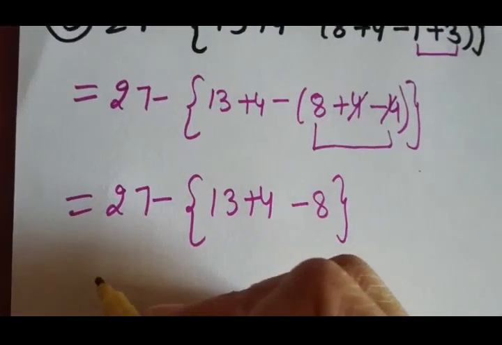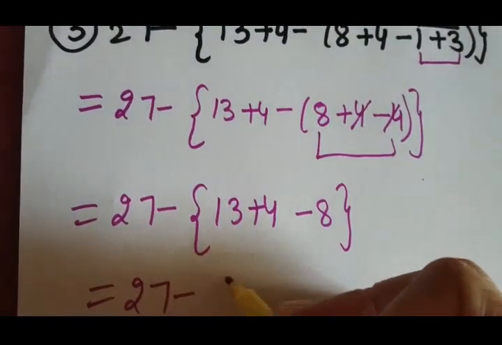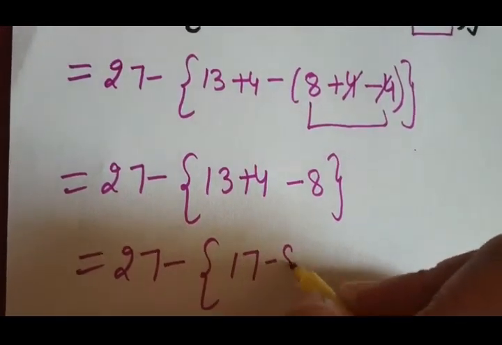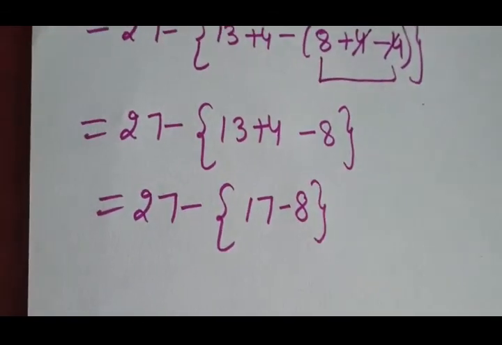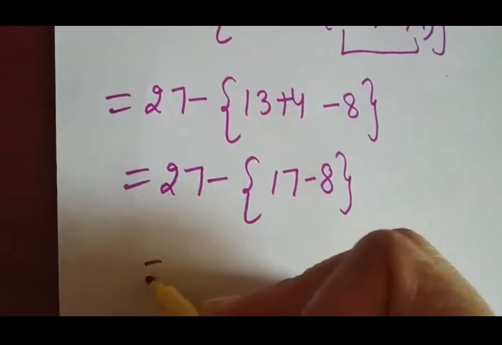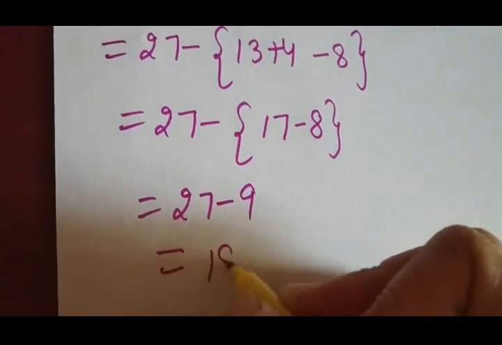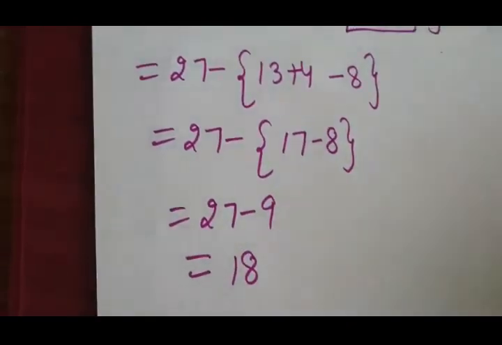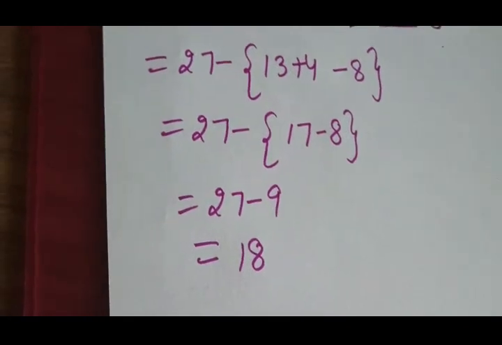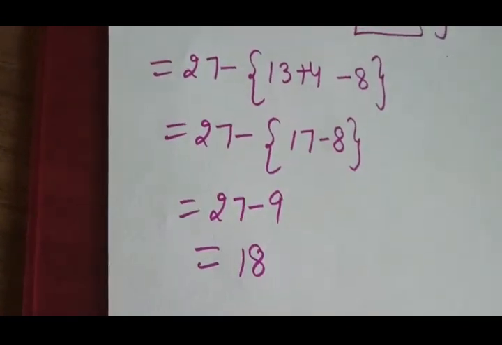Now next, 13 plus 4 we can add. 13 plus 4 is 17. 17 minus 8 is 9. 27 minus 9 is equal to 18. So in this way we can remove the brackets by using the order of removal of brackets.